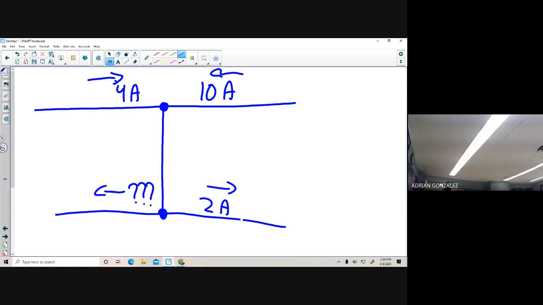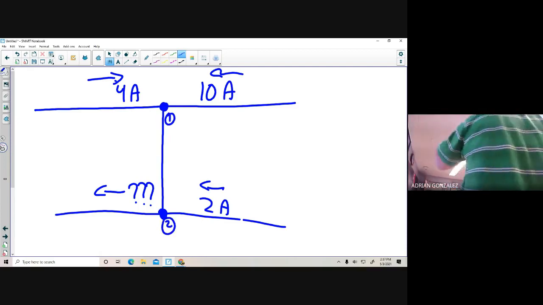Actually, let me flip this. I'm going to flip one of these arrows. I don't like that arrow that way. Make it a little more fun. Put the arrow that way. Okay? How many junctions do you have in this picture? 2, right? Junction 1 on the top, junction 2 on the bottom. We'll call this junction 1. Call this junction 2.